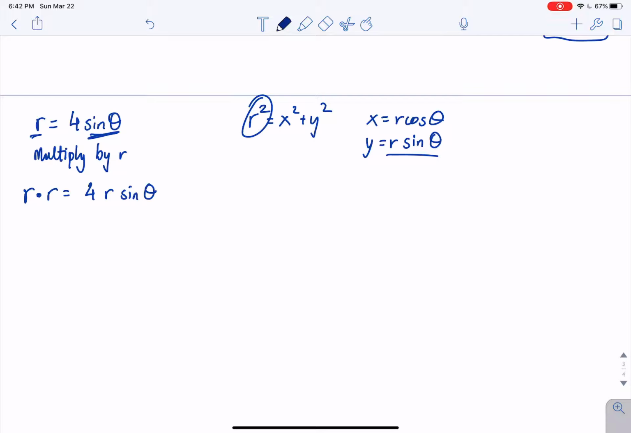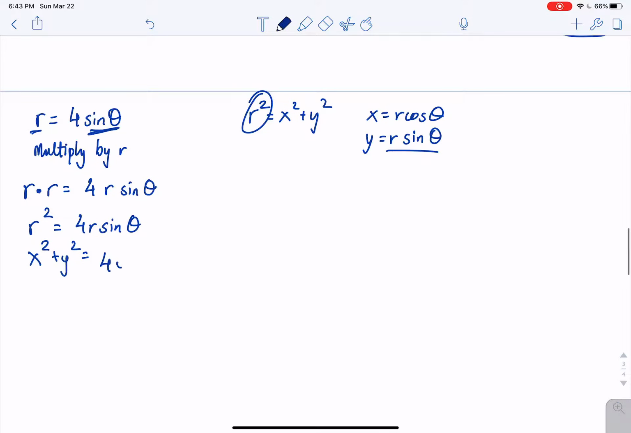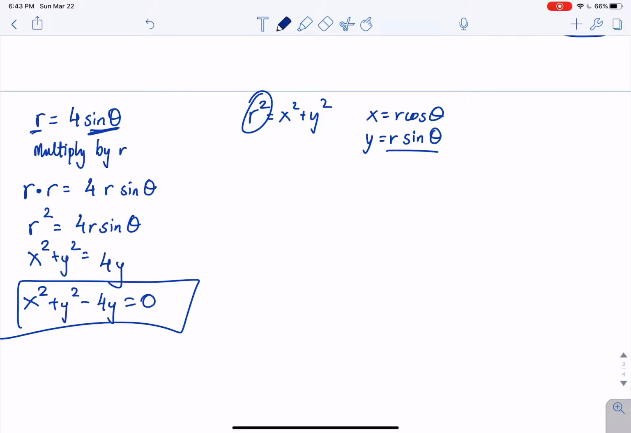So it's really important, especially when you're looking back at your notes on this. This is r times r. We did not square the r on both sides. We just multiplied a second r into it. So we get r squared equals 4r sine theta. Well, r squared is x squared plus y squared, and then r sine theta is y, so that becomes 4y. And then we can write this as a conic form, implicit, and get x squared plus y squared minus 4y equals 0.